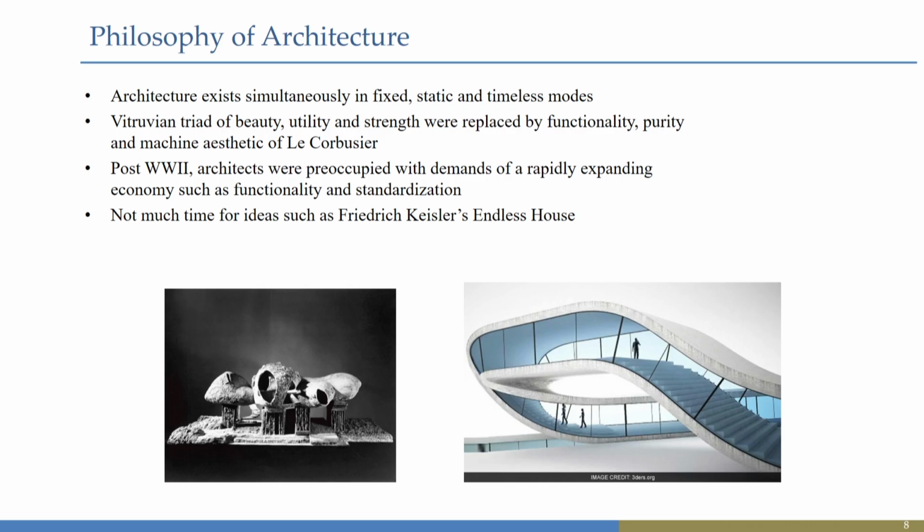Then as we moved, we also saw in an earlier lecture, we studied the Vitruvian triad of beauty, utility and strength. So, as we move forward with technology and with newer forms of architecture, this Vitruvian triad of beauty, utility and strength was replaced by another triad, and that was functionality, purity and machine aesthetic, particularly given by the architect called Le Corbusier. If you remember, Le Corbusier is someone who had said that a house is a machine for living in. So, it is the same Le Corbusier who has given a new triad which replaced the earlier Vitruvian triad, and the new triad is functionality, purity and machine aesthetic.